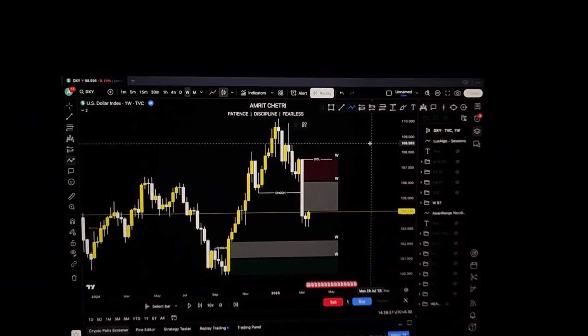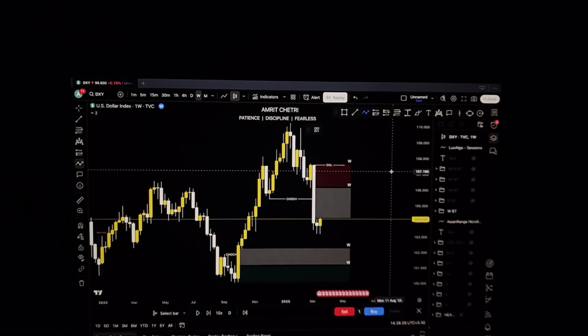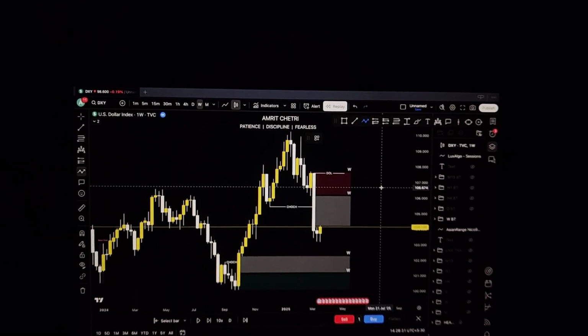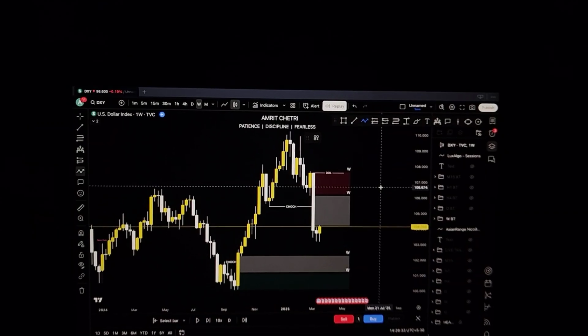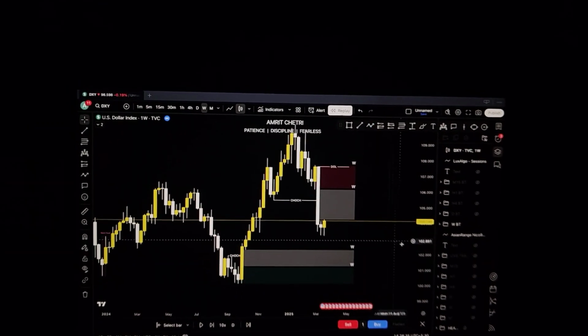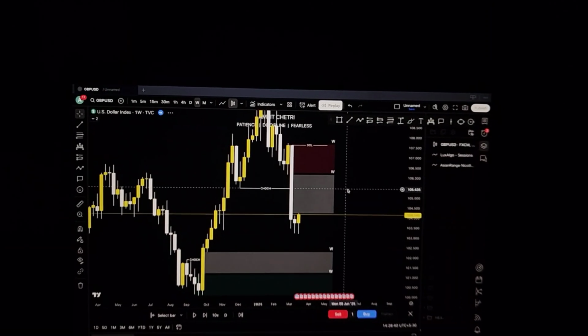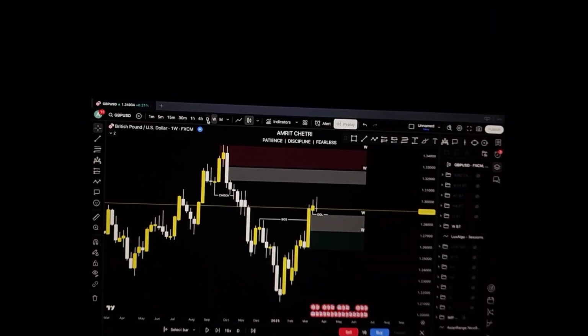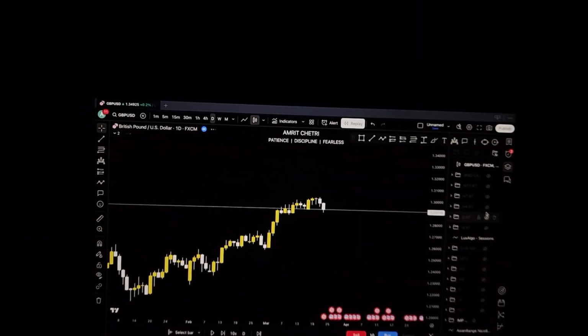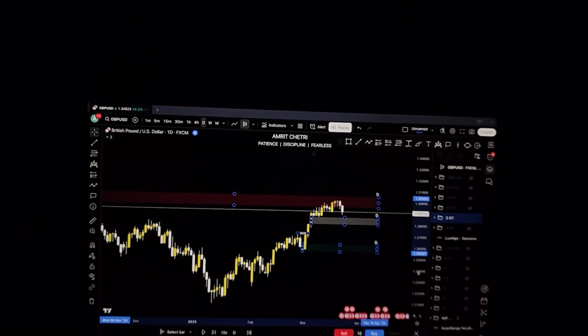So here we can clearly see on DXY it is aligning. On DXY the bias is aligning with the weekly bias being bearish on GBP USD and bullish on DXY. On DXY I'm targeting this weekly fair value gap to fill, and yeah, so the weekly bias are aligning, and anything that's aligning with the weekly bias on the daily time frame would be a good trade, to be honest.